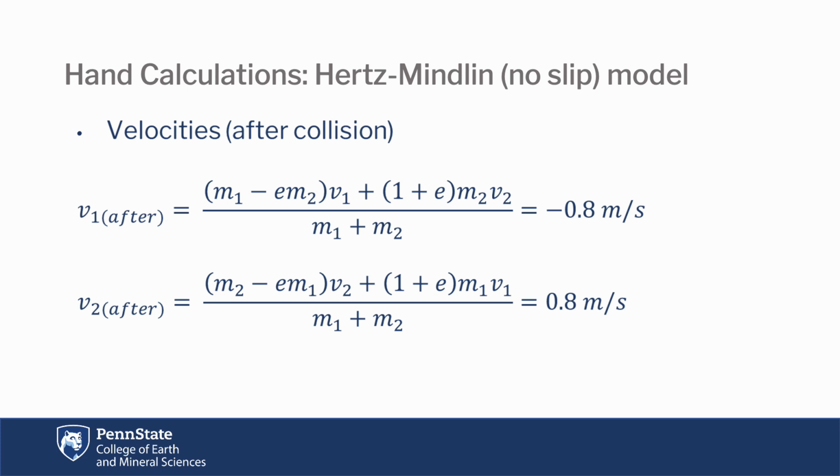So v1, the ball one that was approaching, moving towards the right before, is now going towards the left, and it's now taking up the negative velocity, which makes a lot of sense. And ball two, that was approaching in the negative direction, is now going in the positive direction, the right direction, and it's now 0.8, a positive value. And that is all for the calculations.